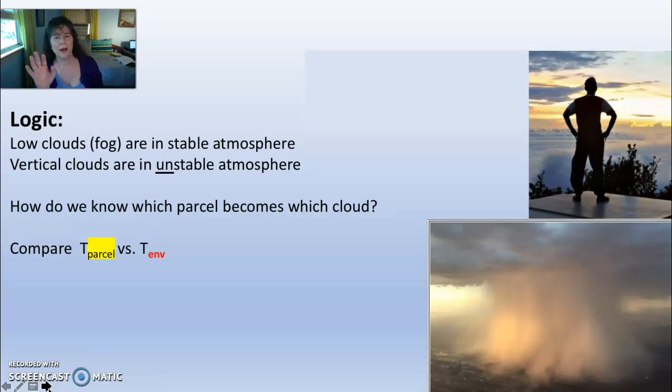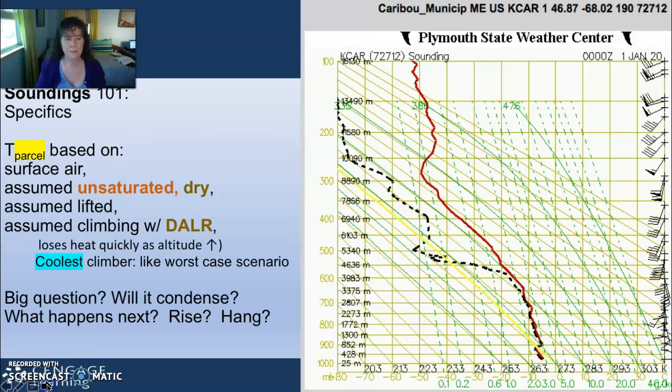Let's just review. Now that low clouds are generally in a stable atmosphere, and clouds with vertical development, we're talking about an unstable atmosphere that lends itself to that. And we are comparing the temperature of the parcel to the temperature of the environment. The temperature of the parcel is in yellow on a sounding. The temperature of the environment is in red on a sounding.